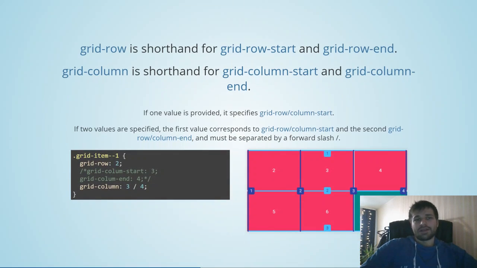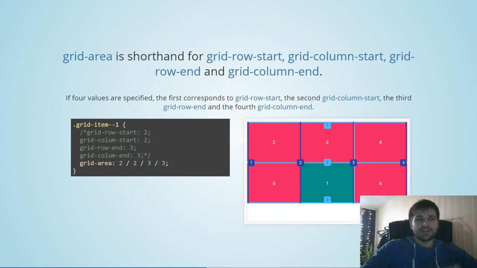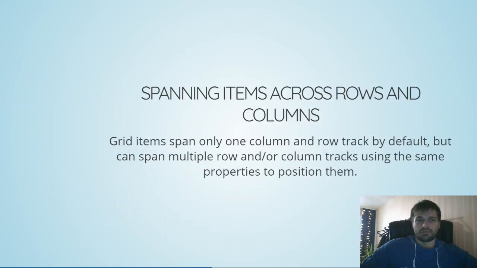Grid-row is shorthand for grid-row-start and grid-row-end, and grid-column is shorthand for grid-column-start and grid-column-end. Grid-area is shorthand for grid-row-start, grid-column-start, grid-row-end, and grid-column-end. It is very cool. We have only one property, grid-area, and the values 2/2/3/3. It is very cool.